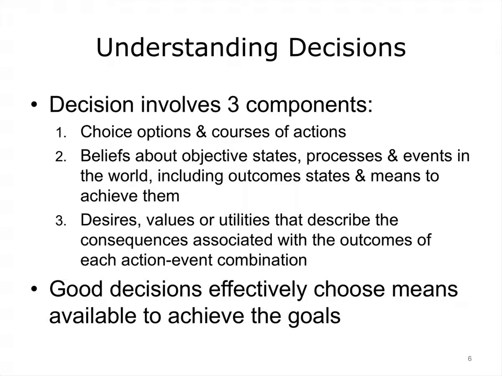Second, beliefs about objective states, processes, and events in the world, including outcome states and means to achieve them. This reflects our understanding of the state of affairs and the means to change them. And third, the desires, values, or utilities that describe the consequences associated with the outcomes of each action-event combination. Some outcomes are more satisfactory than others, and some risks are more consequential than others.